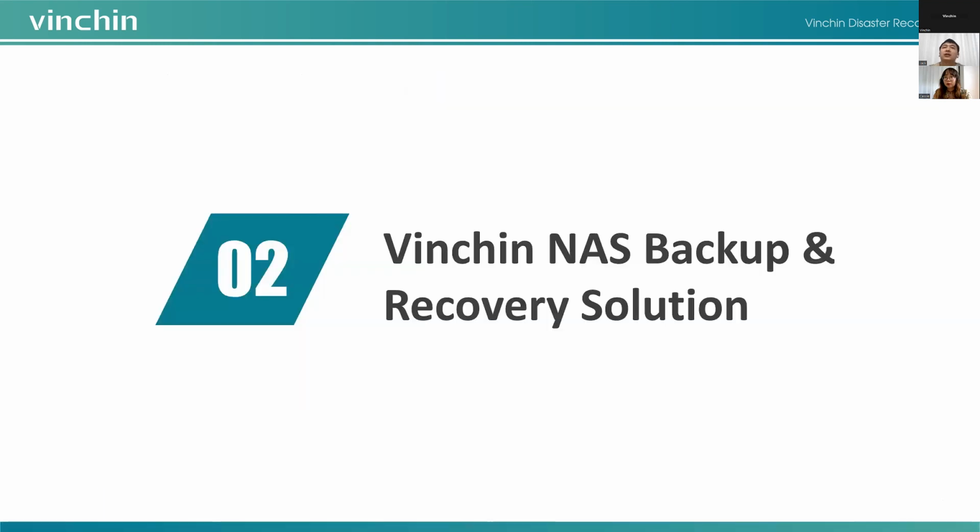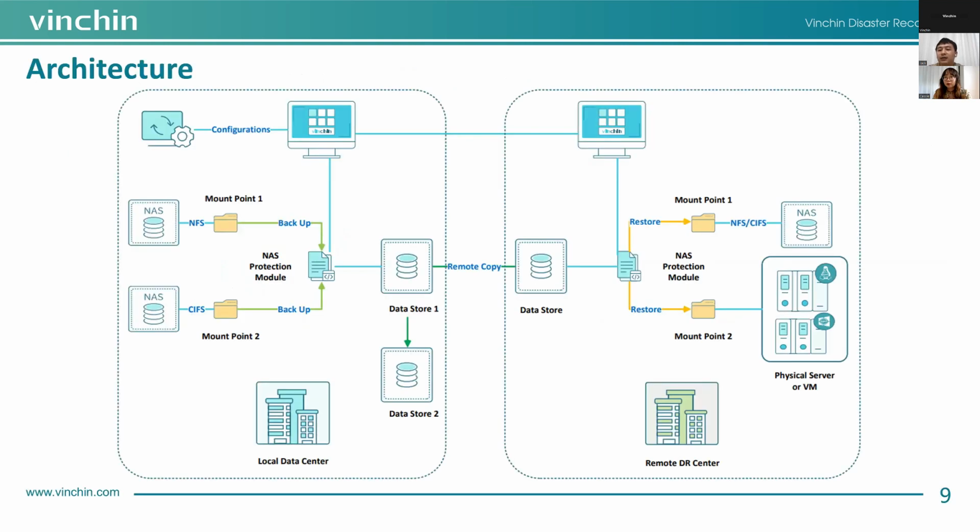Okay, let's take a look at the second part, Vinchin's NAS backup and recovery solution. Here is the architecture. At the local site, Vinchin mounts NFS or CIFS protocol NAS devices and uses the NAS protection module to back up files or folders to a data store. To prevent standalone storage device failure or natural disaster, you can copy your backup data to another local data store or a remote data store. Besides, a storage-protection-enabled data store can protect your backup data from ransomware.